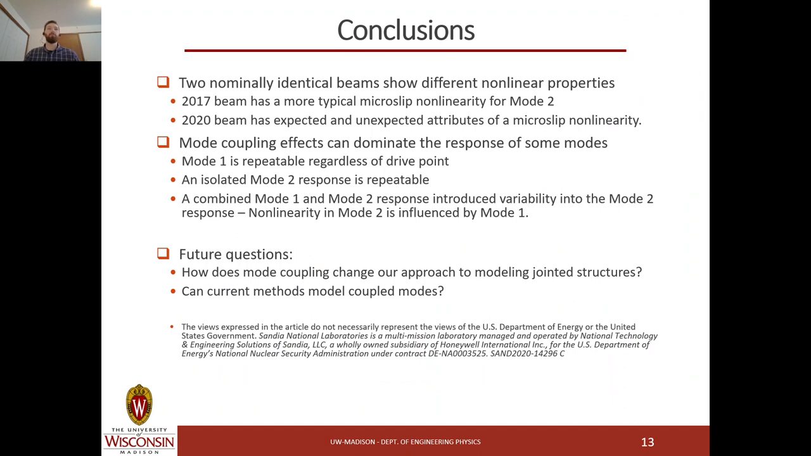So we can make a few different conclusions from this data. The first is that two nominally identical beams can have pretty different nonlinear properties. For the 2017 beam, we saw a normal microslip nonlinearity for mode 2, but not for mode 1. For 2020, we saw some aspects that were consistent with the microslip nonlinearity, but then others that weren't. We're attributing this mostly to the different kinds of pressure distributions within the joint. Remember, for the 2017 beam, we had more of a circular contact patch focused around the bolt, but for the 2020 beam, we had kind of three strips of contact going along the joint interface.